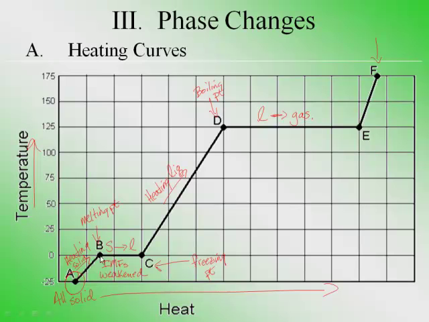Now, before, when I changed phase, something had to happen to my intermolecular forces, and the same kind of thing is going to happen here. As I change from liquid to gas, my intermolecular forces are going to be broken. No intermolecular forces, because remember, gases have no attractive or repulsive forces. They are moving randomly at all times. So as I move from liquid to gas, you'll also notice that the distance from point D to point E is greater than the distance from point B to point C.